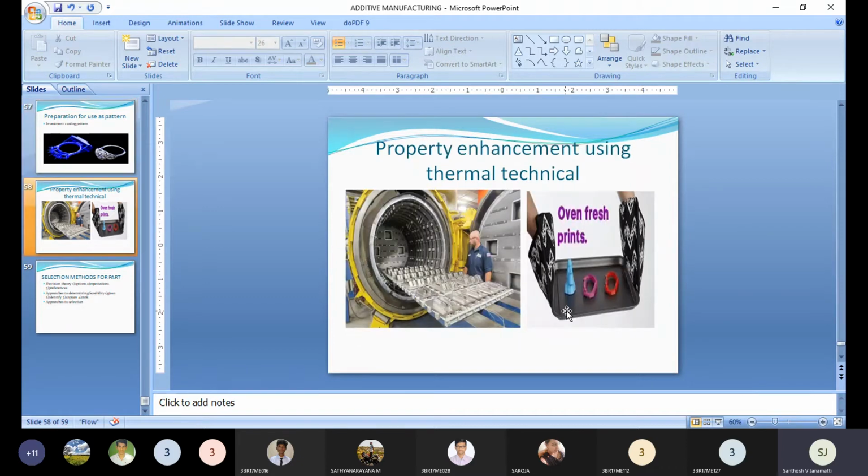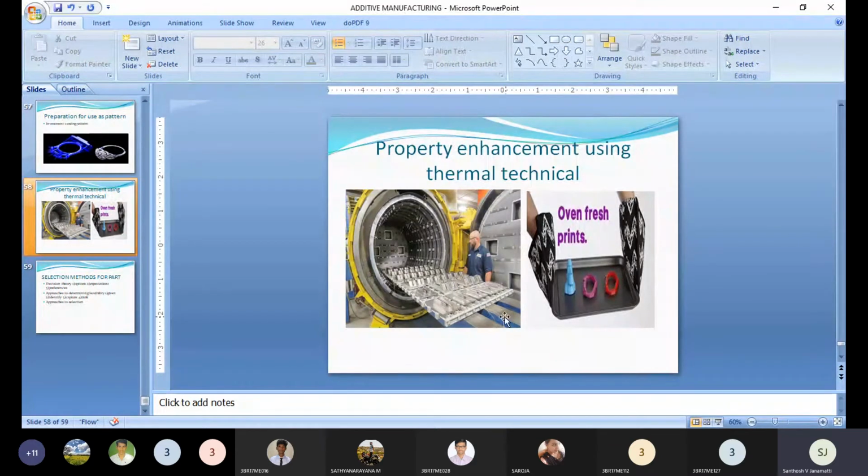Yes, the last one, that is what we can say. The post processing is property enhancement using a thermal technique. Yes, this is a very important thing. Once we create the 3D components, don't think that they are perfect all the time. We need to improve their physical and mechanical properties. That's what property enhancement using the thermal technique is.